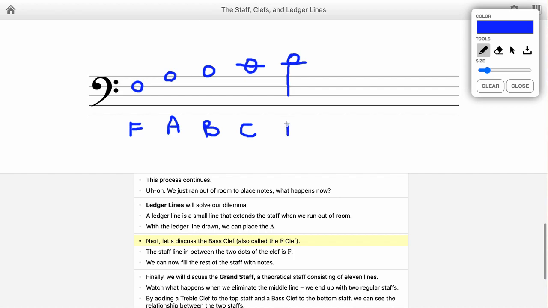We can still go higher, drawing a ledger line and putting a note in the space above it. That note is D. It doesn't matter what the shape of the note is. It just matters where it's located. So if we go one more higher, we're going to need another ledger line. And we put this note on the ledger line, through the ledger line. And that becomes the note E. The shape of the note has nothing to do with the letter name.